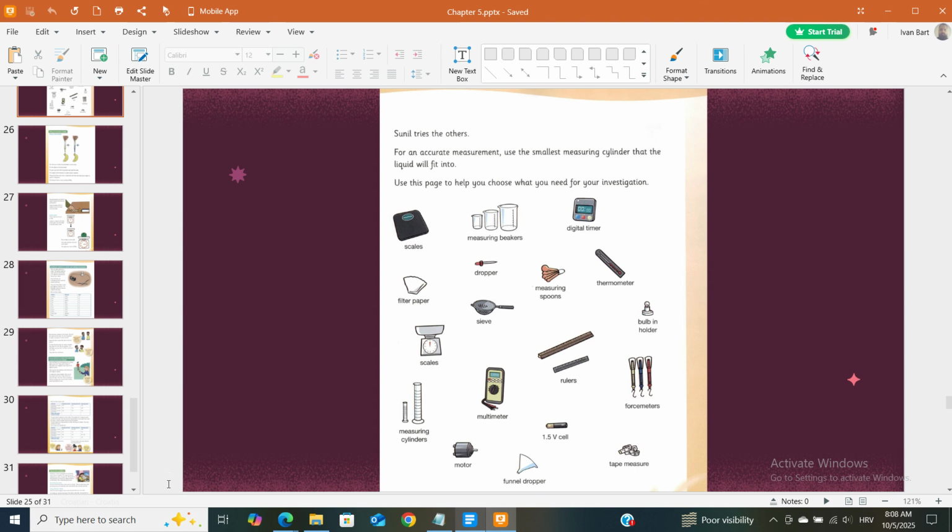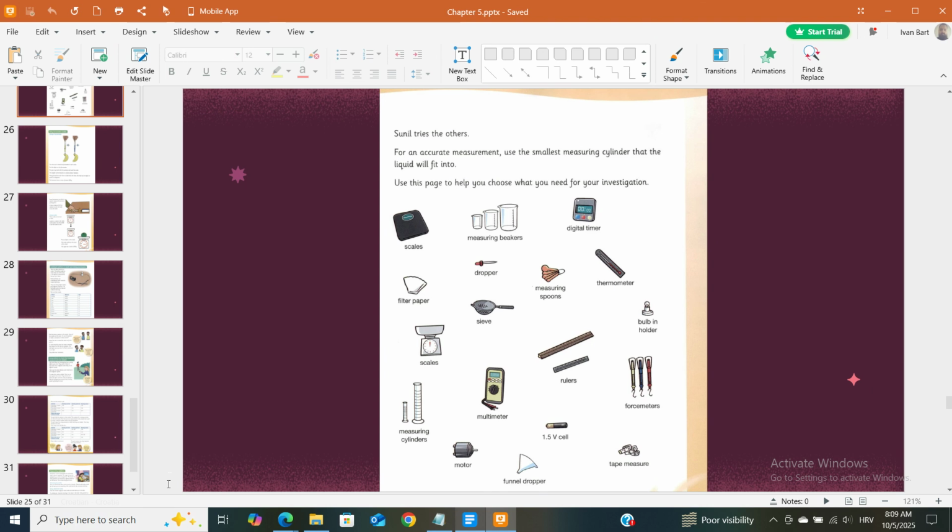Use this page to help you choose what you need for your investigation. Digital timer. Measuring beakers. Scales. Dropper. Thermometer. Measuring spoons. Filter paper. Sieve. Scales.